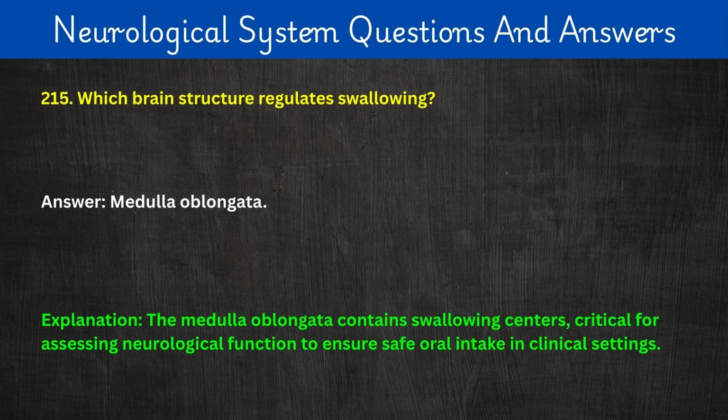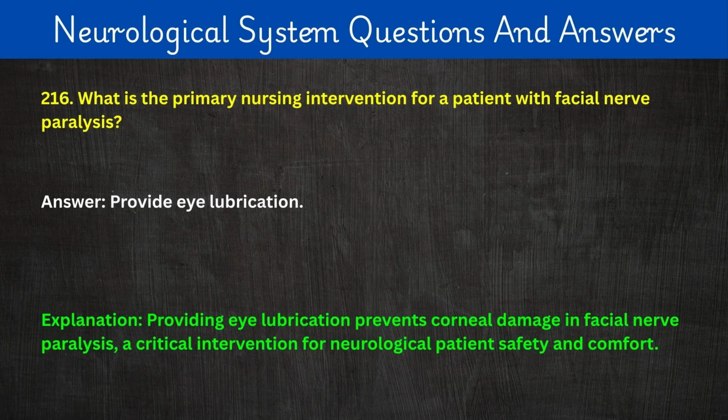215. Which brain structure regulates swallowing? Answer: medulla oblongata. Explanation: the medulla oblongata contains swallowing centers, critical for assessing neurological function to ensure safe oral intake in clinical settings.